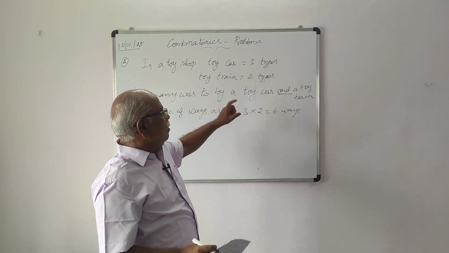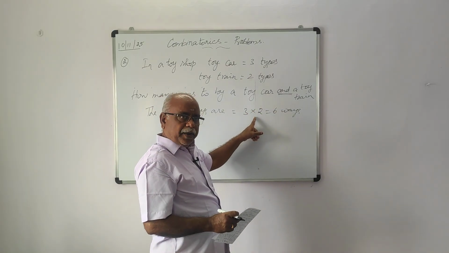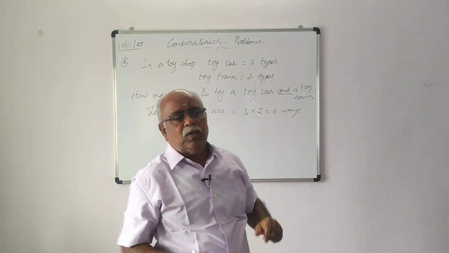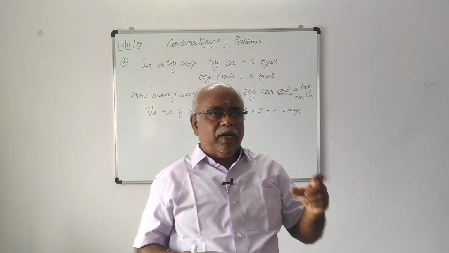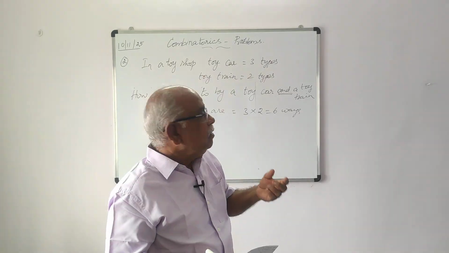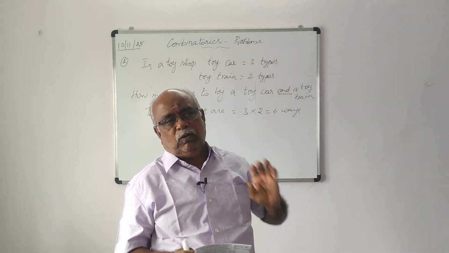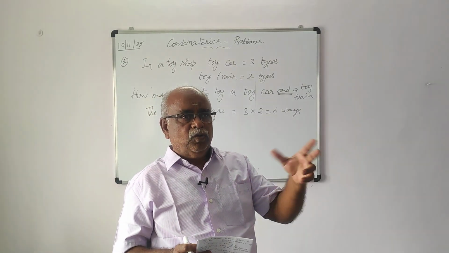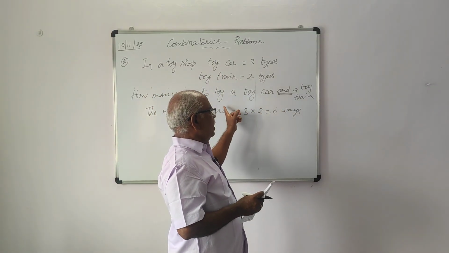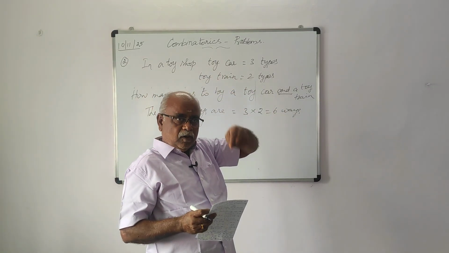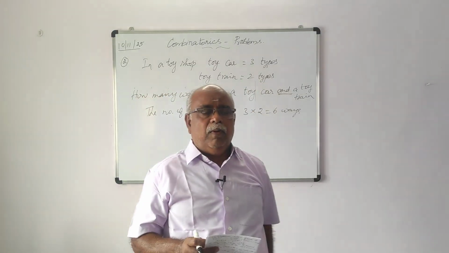So, these are the two words: "and" is the conjunction word to use the product rule, and "or" is the conjunction word to use the sum rule. In the first problem, a man went to a restaurant to order either an Indian food or a Chinese food. There the conjunction is "or", therefore we use the sum rule. In this problem, a toy train and a toy car is 3 into 2, product rule, 6 ways. That's all about this problem.